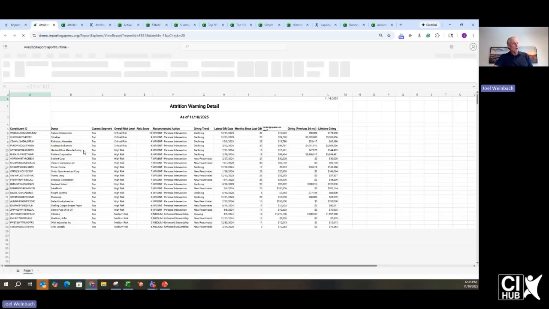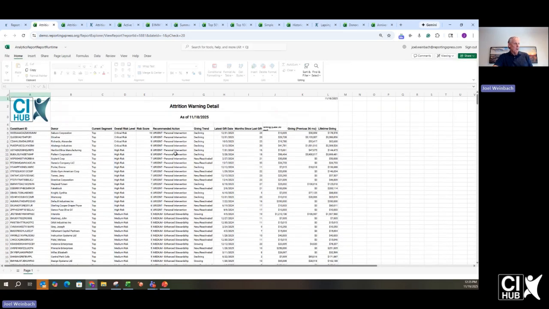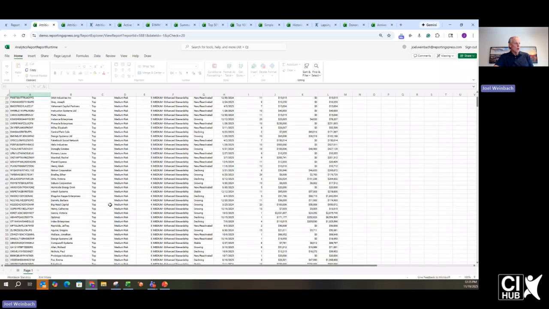Once I've identified what I want to look at, all my details are in here, and I can just pick out the risk levels and the segments that I want to focus on and decide what to do.